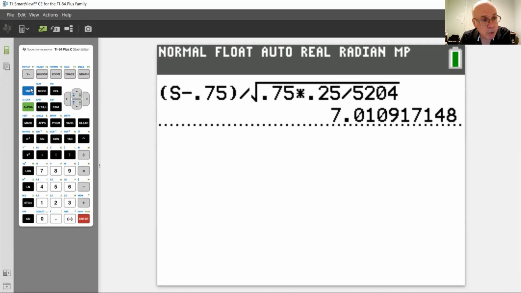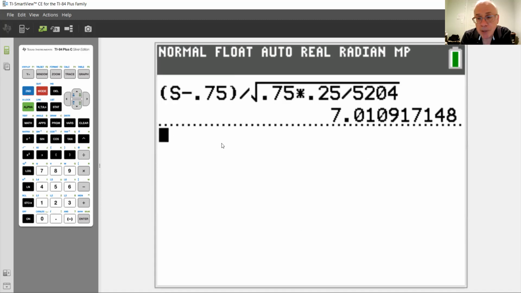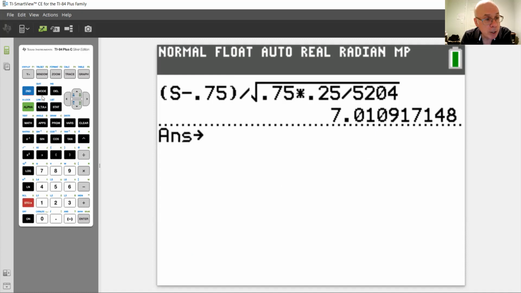So we'll do normal. Now, one thing we did not do, right? We did not actually. Oops. Sorry about that. We didn't store the test statistic. We have to store it in alpha. So let's go ahead and store it in alpha A.